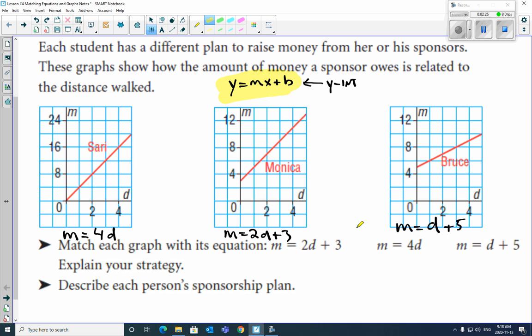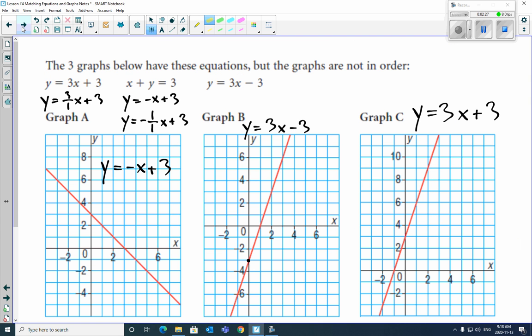Okay, next page. What we have here is 3 different graphs and 3 different equations, and we have to pick which one goes with which. On the last example, they were already in the proper form, y equals mx plus b, but these ones we might have to change around. Let's look at this first one, y equals 3x plus 3. Well, that's good. That's already in the form we want.